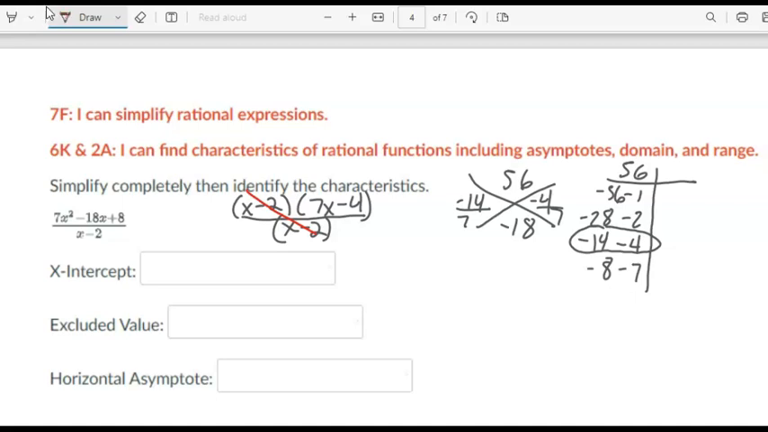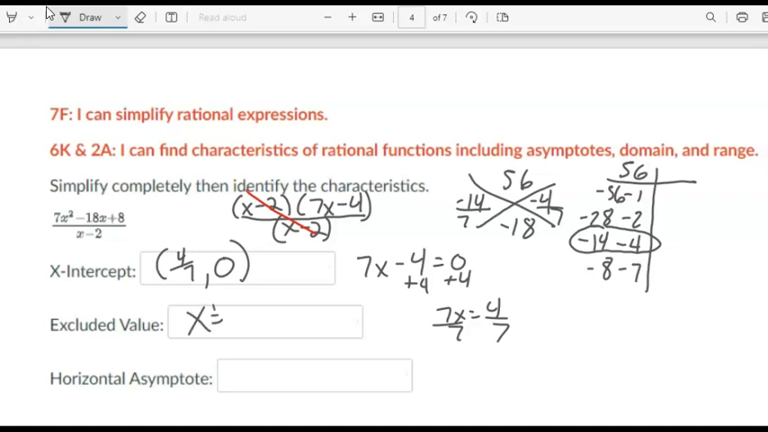The x-intercept: we're going to set the simplified numerator equal to 0. Add 4, divide by 7. So x is going to equal 4/7. The excluded value: x cannot equal 2. There's a hole there.